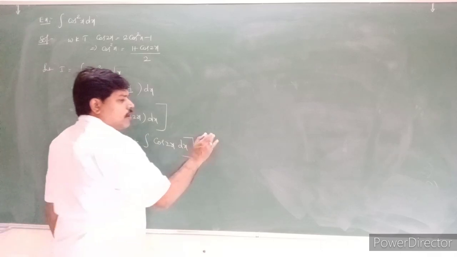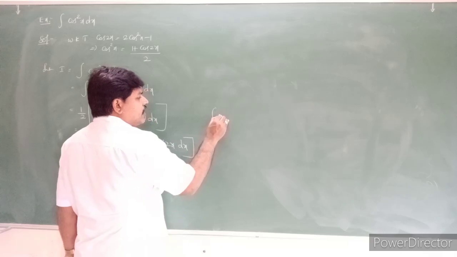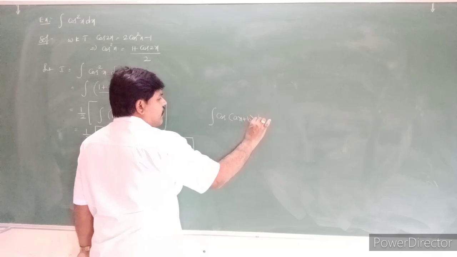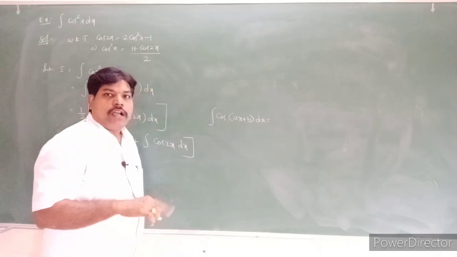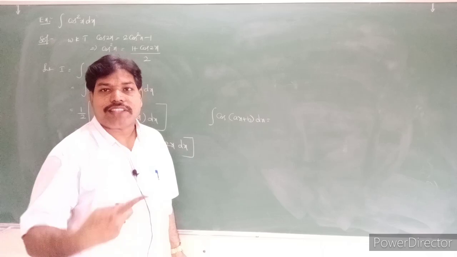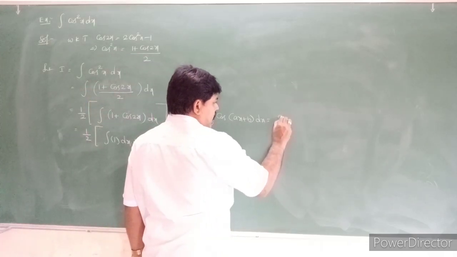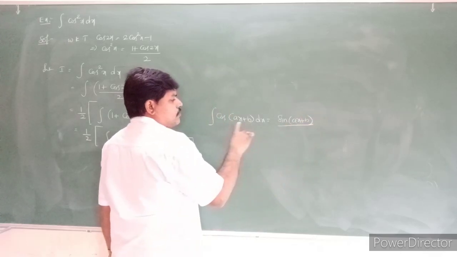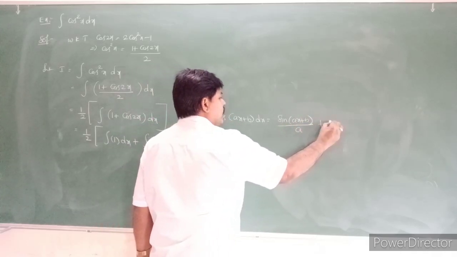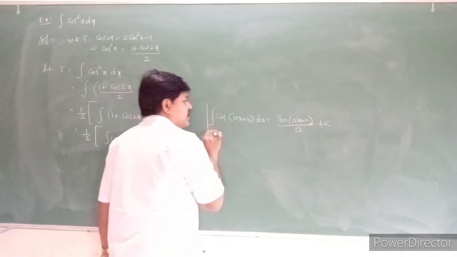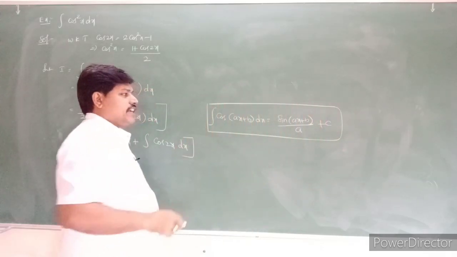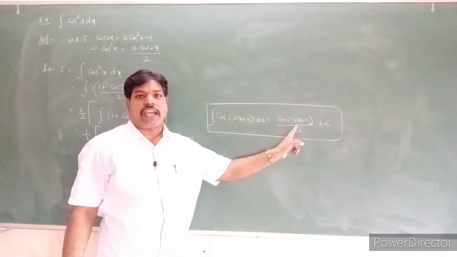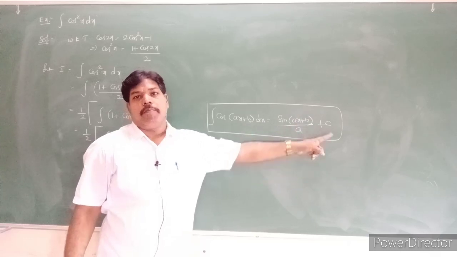I have given one formula. What is that? The integral of cos of ax plus b into dx. Cos integration is the sine. You will get sine of ax plus b, divided by the derivative of ax plus b, which is a, in the denominator, plus c. So the integral of cos of ax plus b is equal to sine of ax plus b by a plus c.